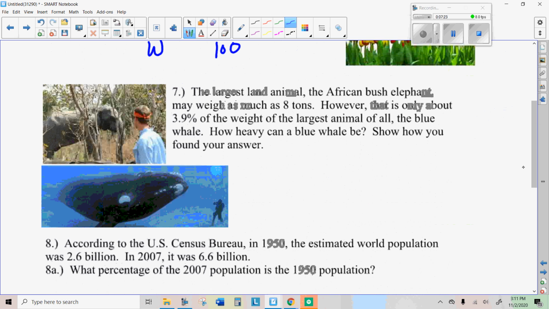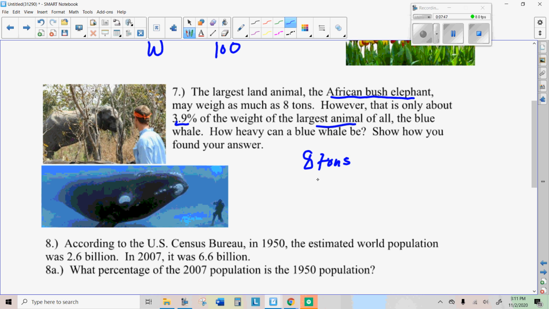The largest land animal, the African bush elephant, may weigh as much as 8 tons. However, this is only about 3.9% of the weight of the largest animal of all, the blue whale. How heavy can a blue whale be? So since the African elephant is smaller, it's only part of the weight. Again, part of the weight. So the 8 tons is the part again here. Okay, and you're going to find the whole.